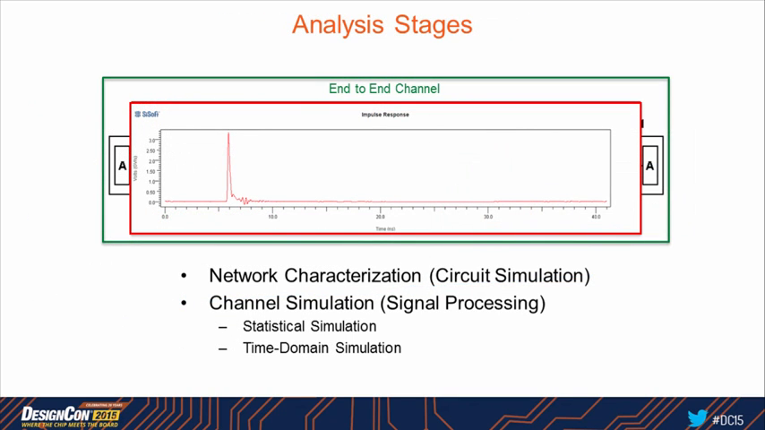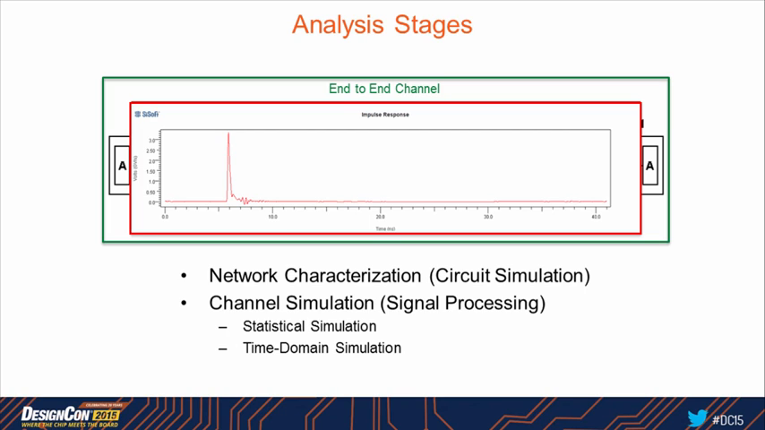When we go to analyze an end-to-end link in IBIS-AMI, we've got a simple link here with a transmitter and its package and a single S parameter block representing a channel and then a receiver. And we go to analyze that. The first thing that's going to happen is that we're going to take the portion of that which is assumed to be linear and time invariant, which is the analog channel, and we're going to analyze that through a process called network characterization using circuit simulation techniques. And then once we get the output of that first stage, which is an impulse response, we're going to take that impulse response as input to the second stage of the analysis, which is looking at the behavior of the end-to-end channel.